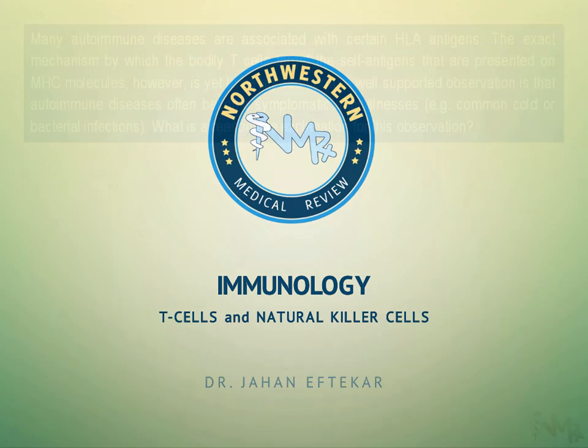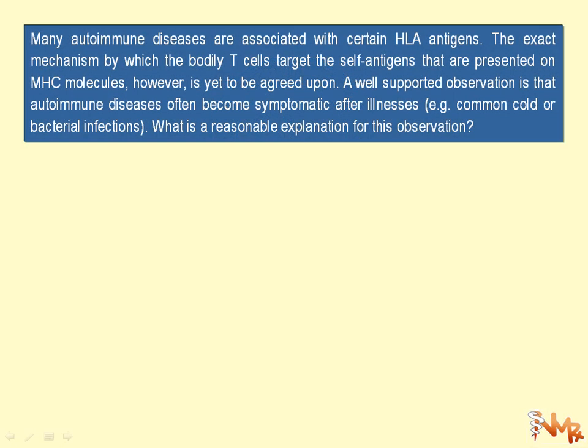Autoimmune diseases are associated with certain HLA antigens. The exact mechanism by which the body's T cells target the self-antigens that are presented on MHC molecules, however, is yet to be agreed upon. A well-supported observation is that autoimmune diseases often become symptomatic after illnesses, such as the common cold or bacterial infections. What is a reasonable explanation for this observation?